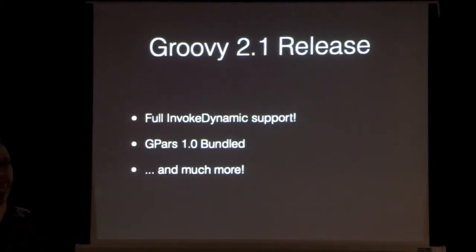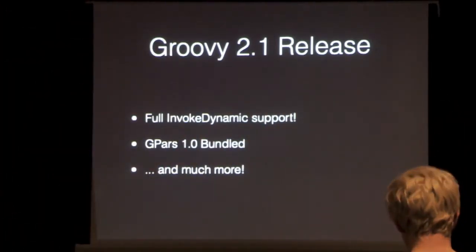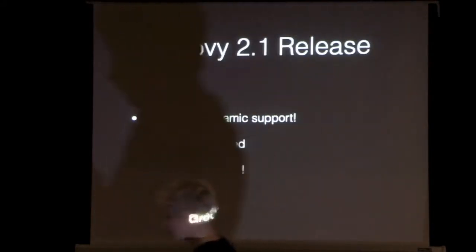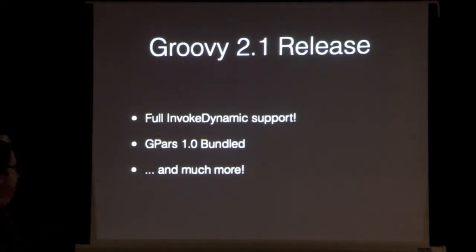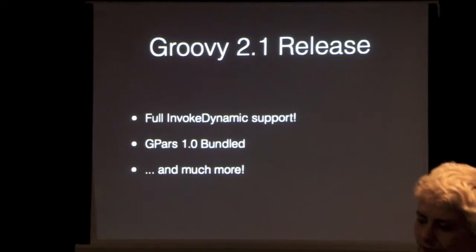Groovy 2.1 came out, which is very exciting, and it has full support for Invoke Dynamic, which is the new Java 7 feature that gives dynamic programming a lot of help with the compiler and higher performance. It also bundles GPars, which used to be an optional add-on, and that's Groovy's awesome parallel library. So if you're doing any parallel programming, it's really worth checking out. It makes things very easy using the closures. You can just basically say, run this closure in parallel, 100 times, and off it goes. It's very, very easy to use.